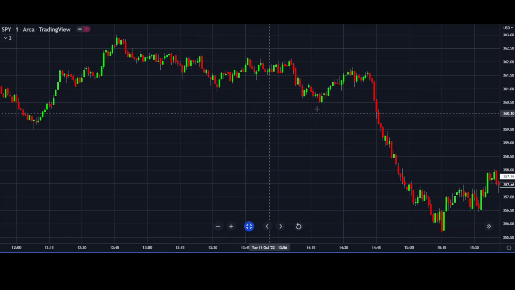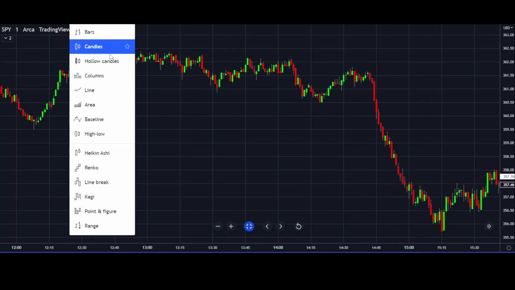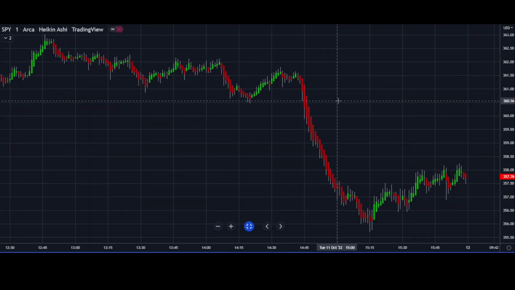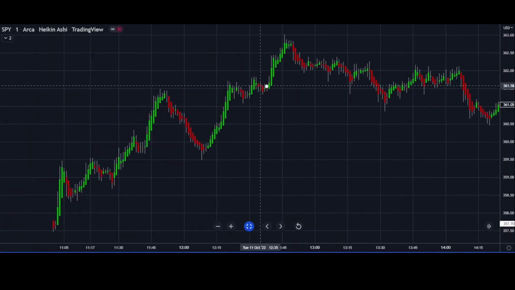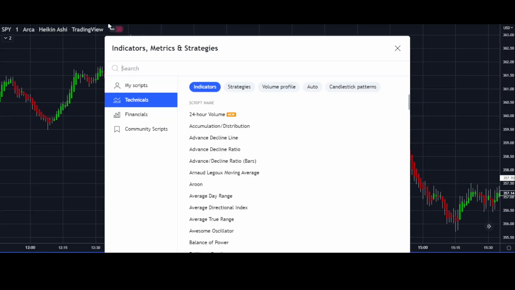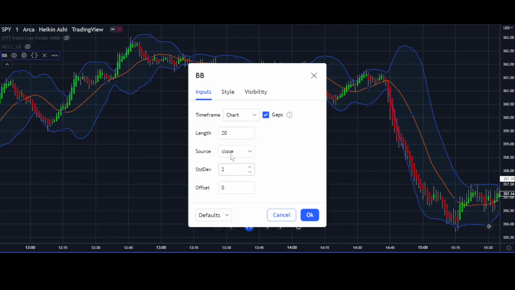So the first thing you want to do when you pull up TradingView or something similar is go ahead and change the candles to Heikin Ashi. That's going to give you these nice smooth candles, and that's going to allow us to look at the trend following part of this strategy. Then we're going to simply add a normal Bollinger Band. The settings on the Bollinger Band are going to be 20 and a standard deviation of 2.